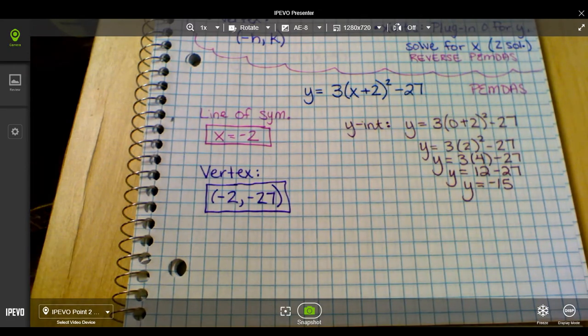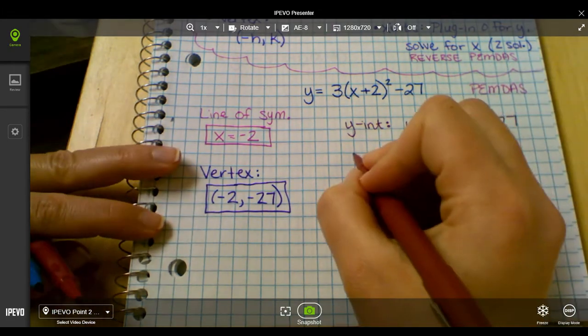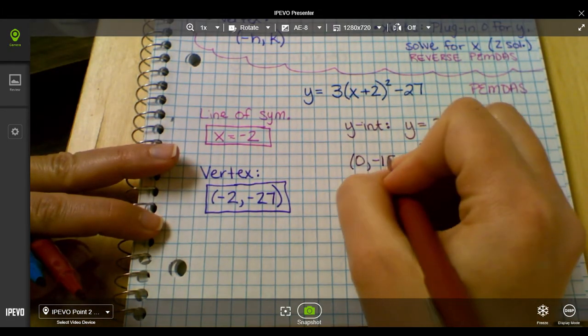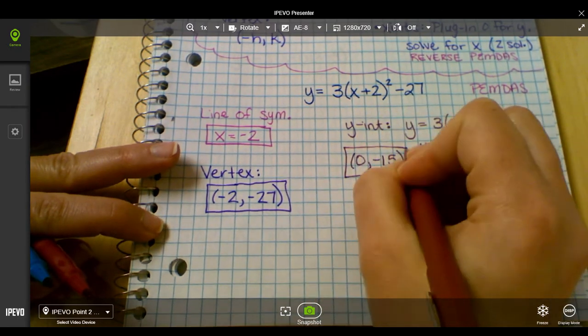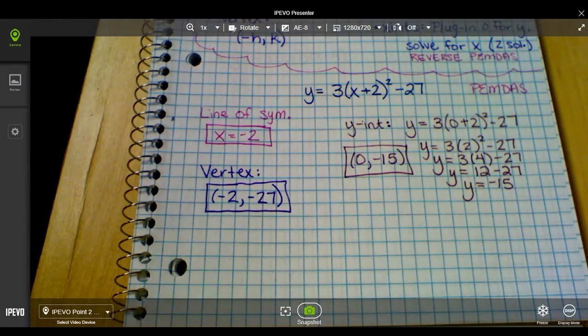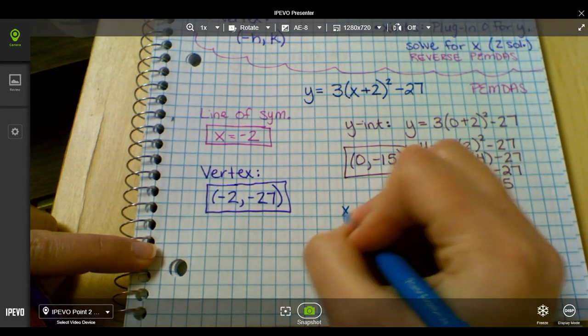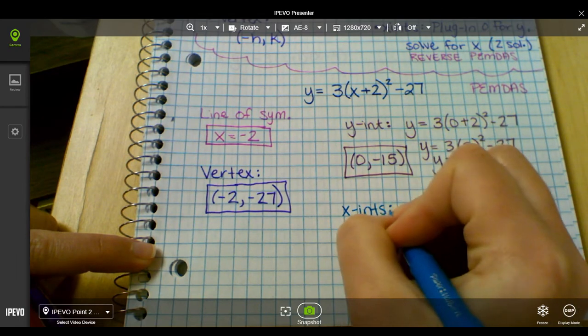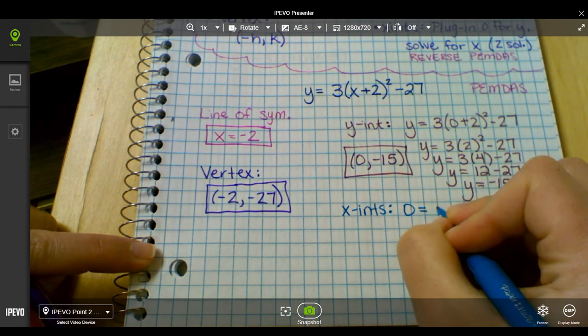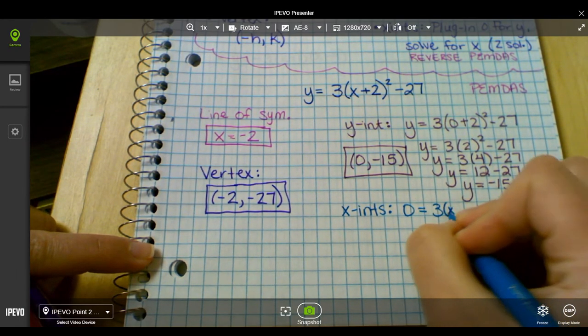Okay, and again, that's not my y-intercept until I make an ordered pair. So when I plugged in 0 for x, I got out negative 15 for y. And then that part's done. Okay, last part, x-intercept. Okay, so now I'm plugging in 0 for y, and I'm solving for x.